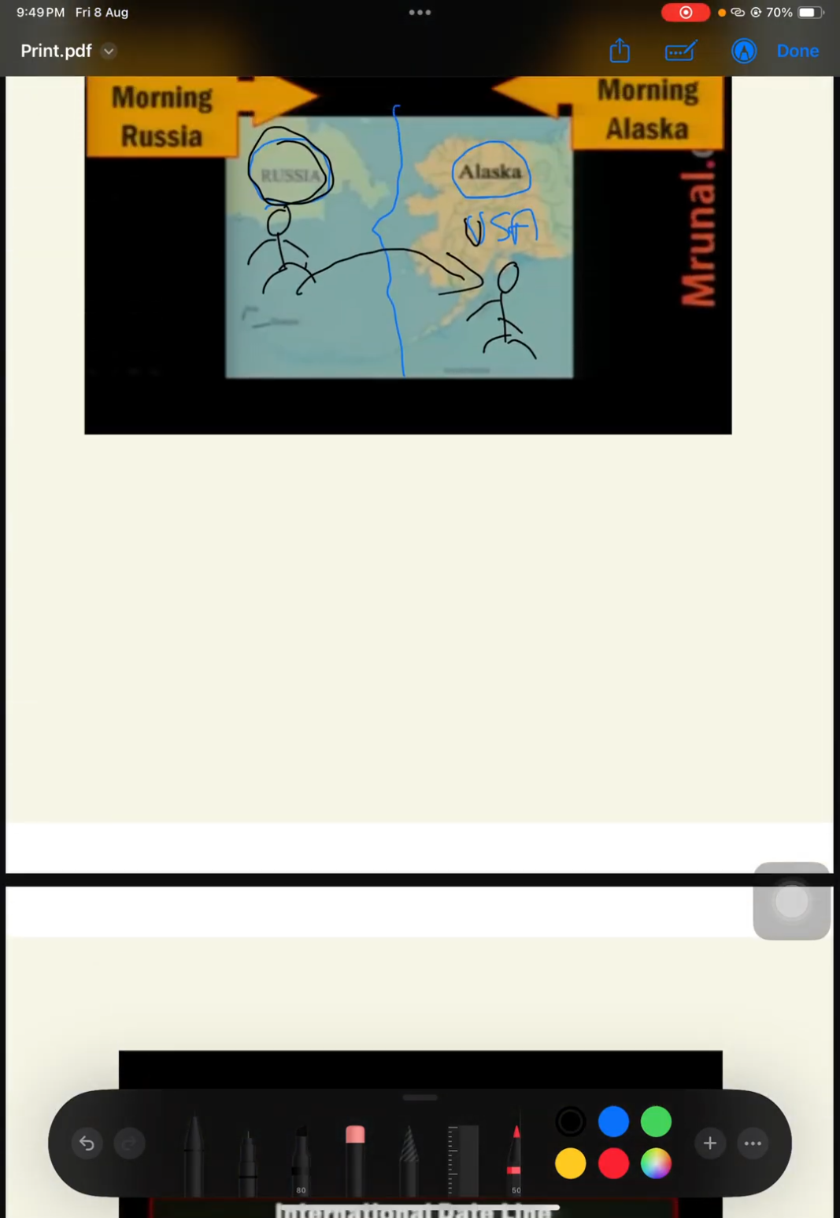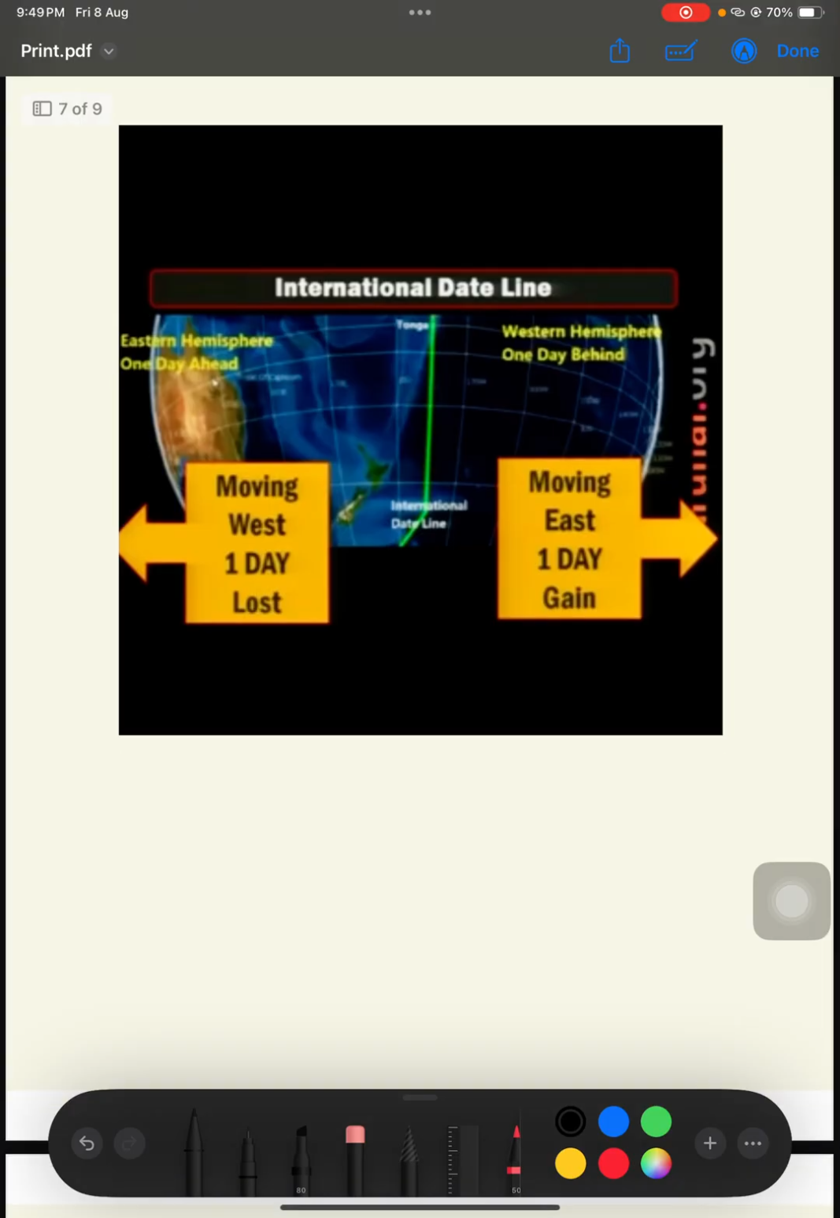Everyone knows about the eastern direction and western direction, right? This is east, this is west. Moving west, if someone is moving west like this, he will lose 1 day. If someone is moving east, he will gain 1 day.